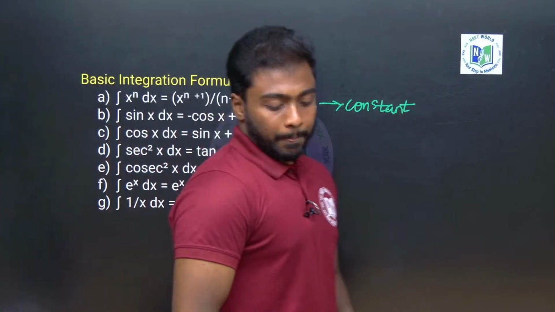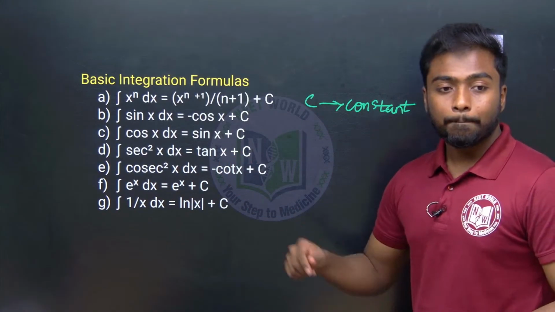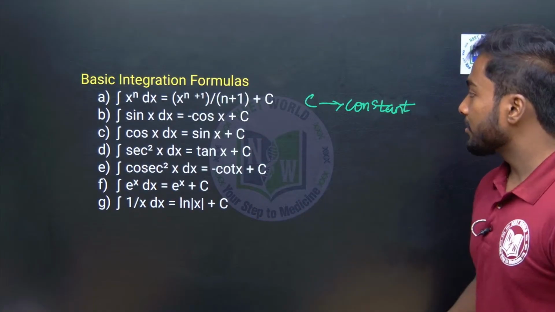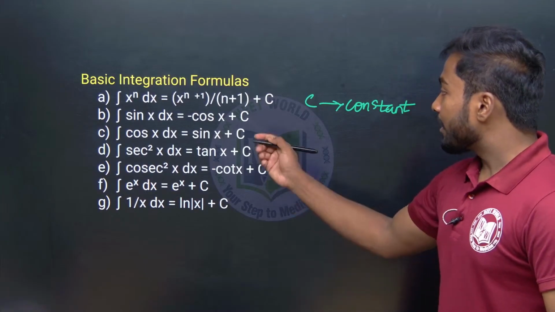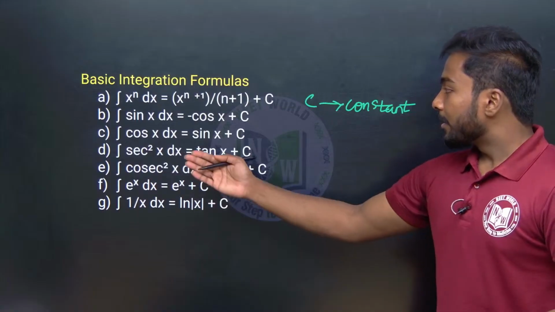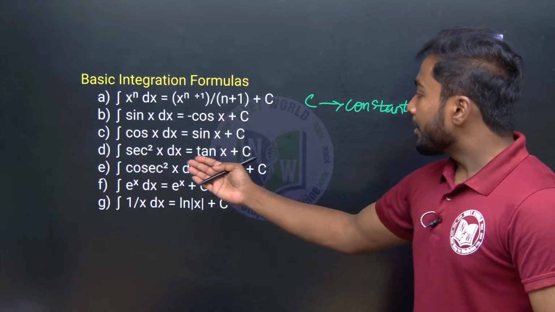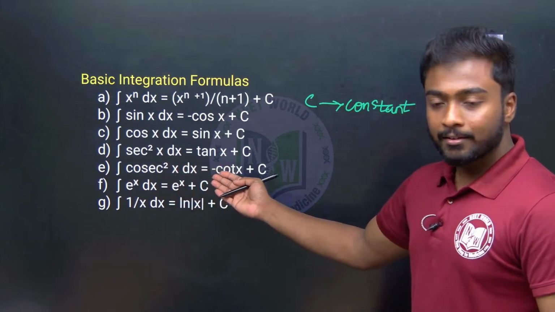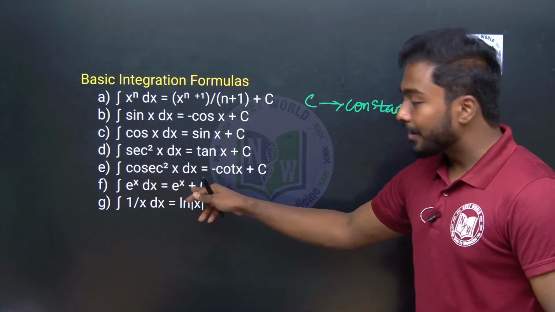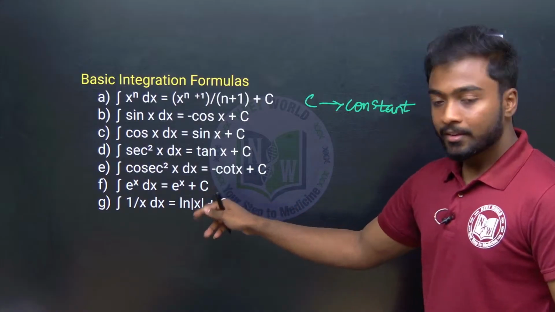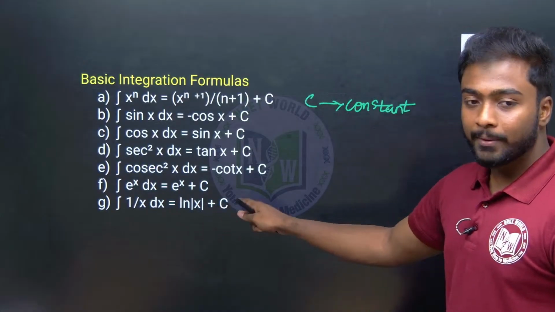The second formula is the integral of sin x dx is equal to minus cos x plus c. Third, the integral of cos x dx is equal to sin x plus c. The integral of secant square x dx is tan x plus c. The integral of cosecant square x is minus cot x plus c. The integral of e power x dx, I will get e power x only, plus c. Next, the integration of 1 by x dx is equal to log x plus c.